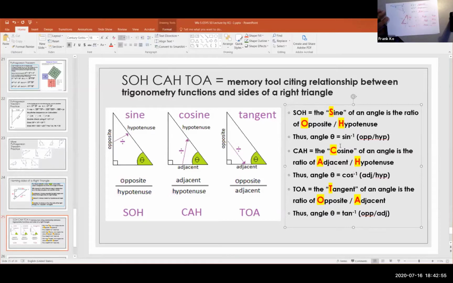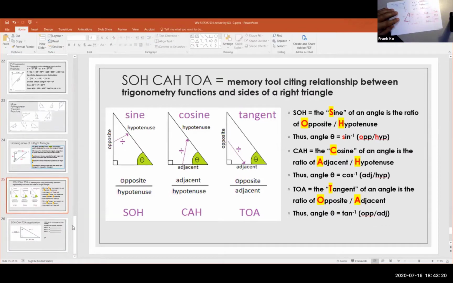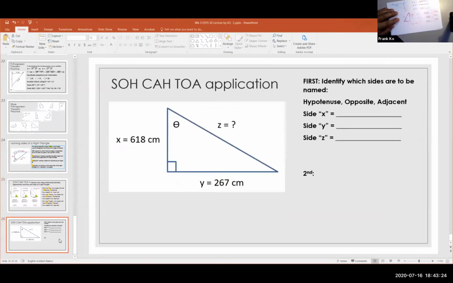All right. So here we have an S. I'll do that in red. We have an O. Do that in red. And we have an H. I'll do that here. Okay. So let's go ahead and try to see if we can apply this to this particular example here.